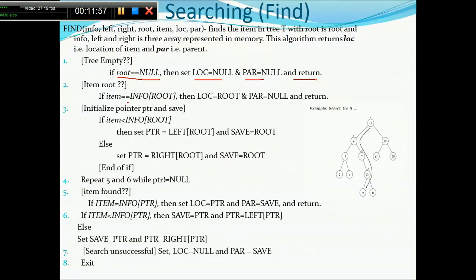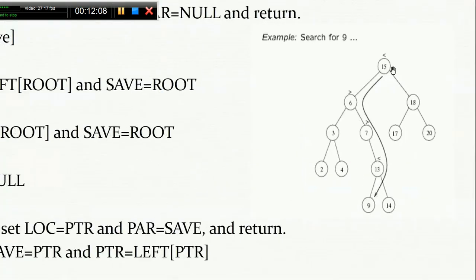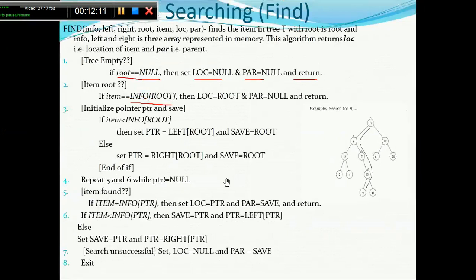if item is equal to the information of the root, I will just take an example. Suppose in this tree you're looking for 15. 15 is the root itself. In such a case, if the item is equal to the information of the root itself, then set location equal to root. I will set this location LOC on the root, so the LOC will point to this 15, and parent is equal to null because the root does not have a parent, so PAR equal to null, and then I will return.